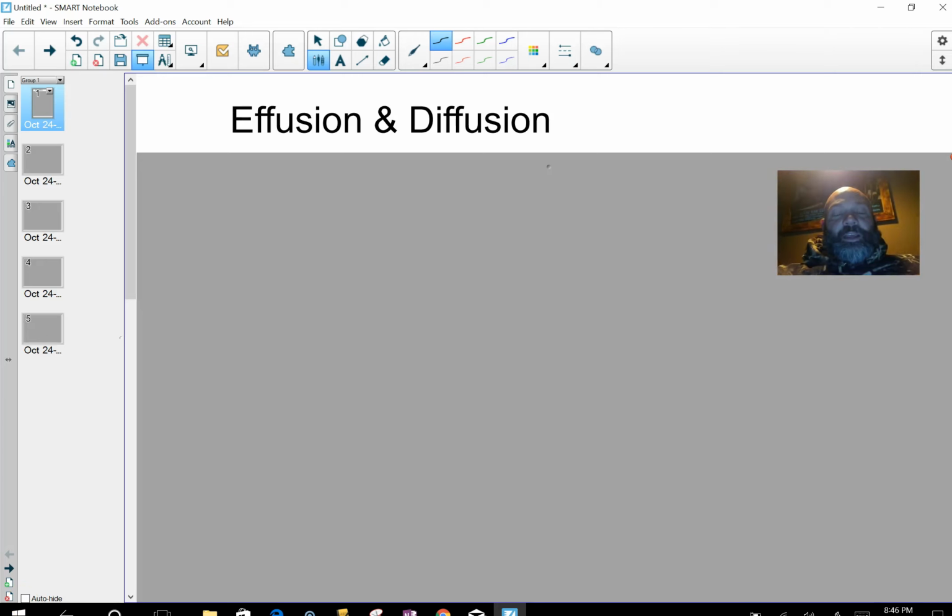So today we're taking a little bit deeper look into kinetic molecular theory, and we're looking at effusion and diffusion: what they are, what the differences are between them, and how they relate, as well as some other aspects later on.